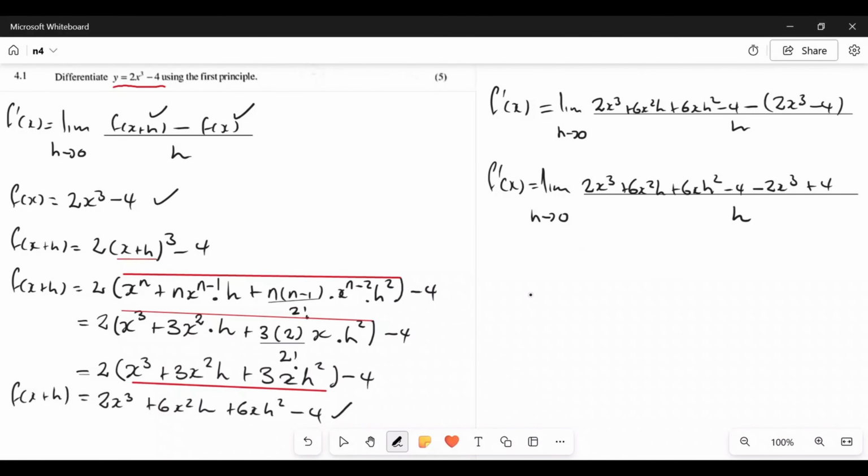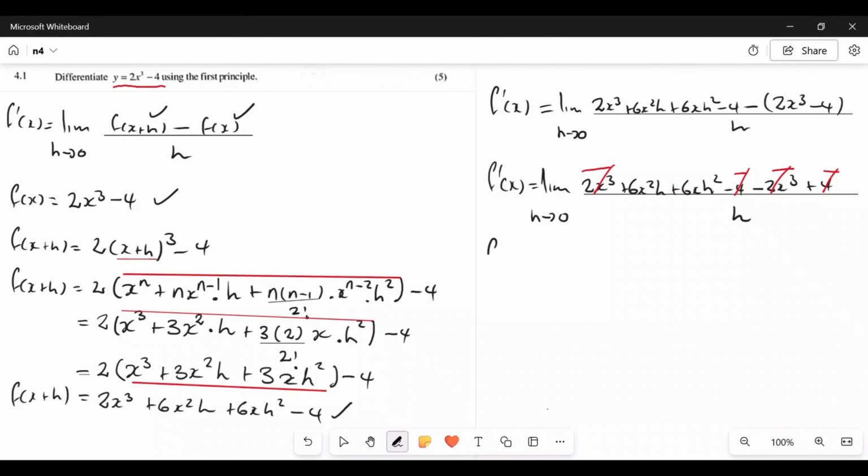Now that we are here, we need to find the like terms. So let me highlight them. Let's start with the first term. We have 2x cubed, which is positive. I'm going to highlight it with red. Here it is, with another negative 2x cubed, this one here. They're going to cancel each other, that's for sure. We also have -4 and positive 4. They will have to cancel each other. So this and that will cancel each other, and -4 and positive 4 will also cancel each other. What we're left with is 6x squared h and 6x h squared.